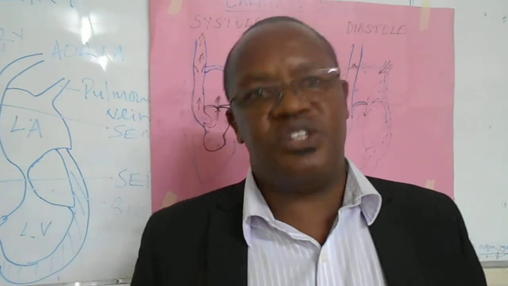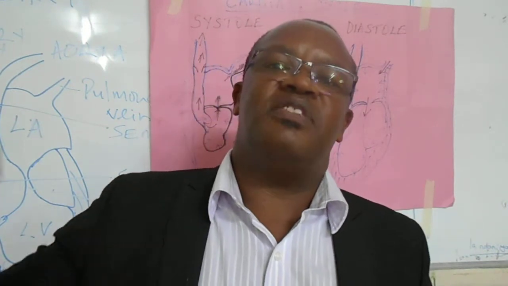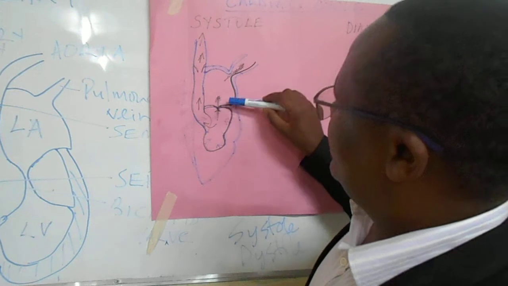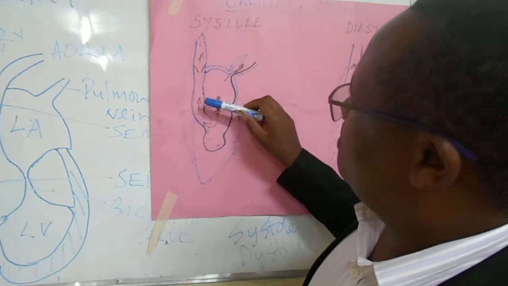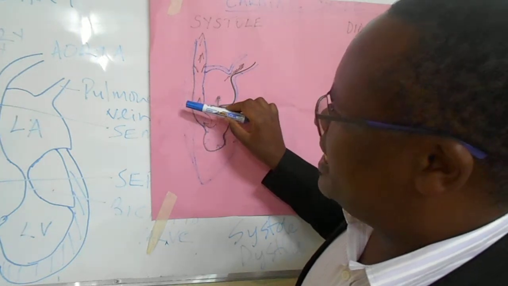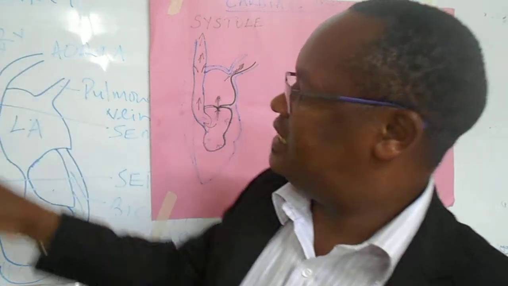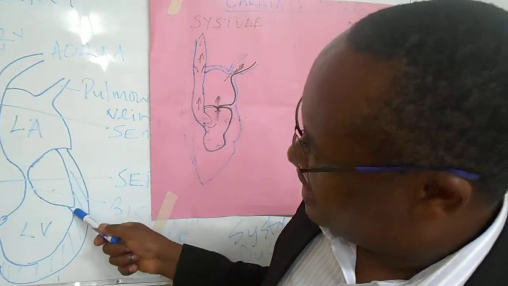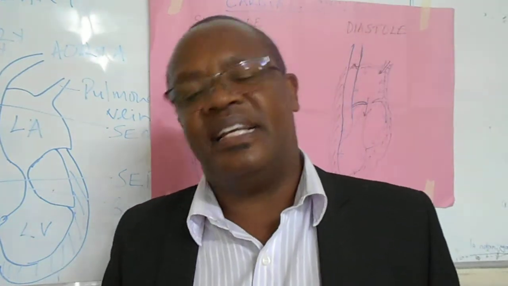And it is during systole that the blood is pumped out of the heart. As you can see here, the blood is being pumped out of the heart. On the right hand side, if the blood is pumped out of the heart, it goes to the lungs. On the left hand side, if the blood is pumped out of the heart, it goes to the rest of the body.